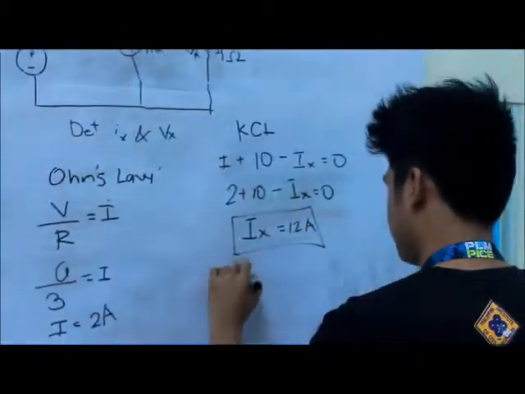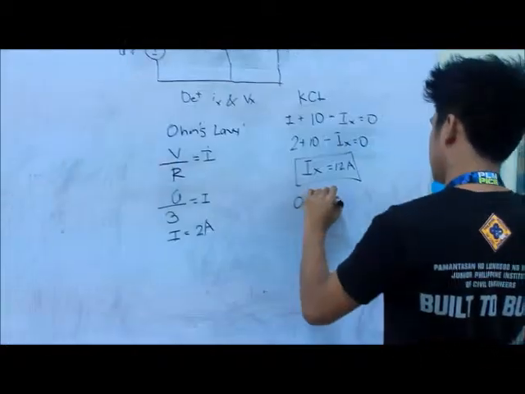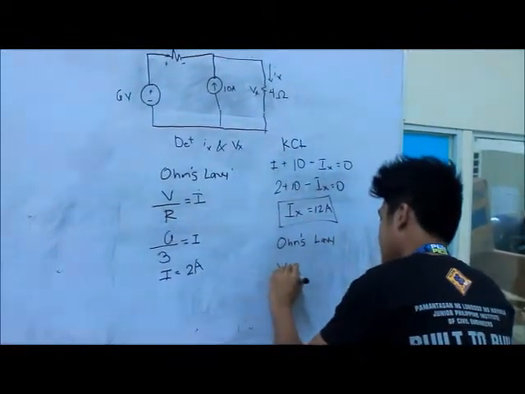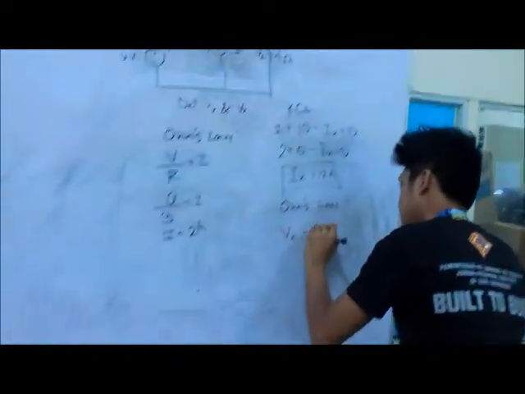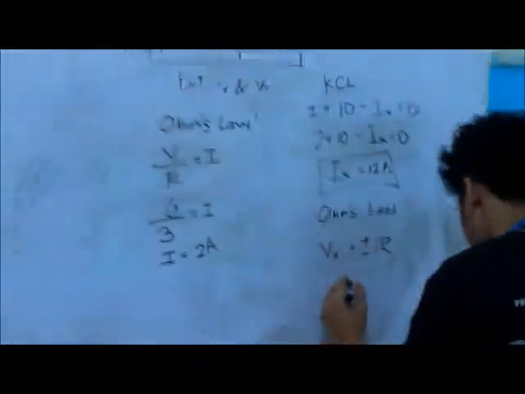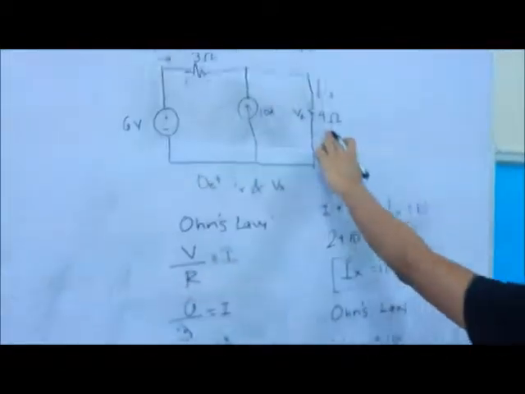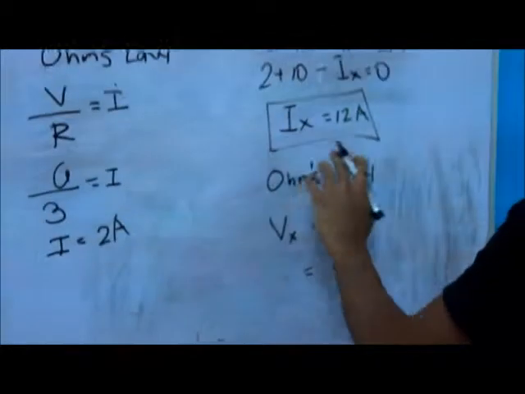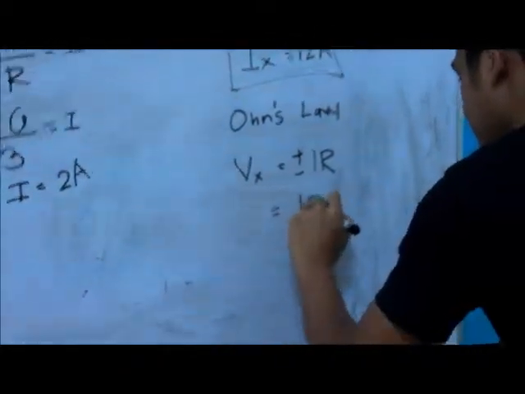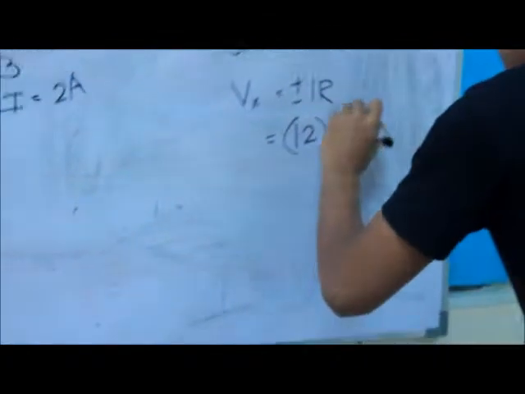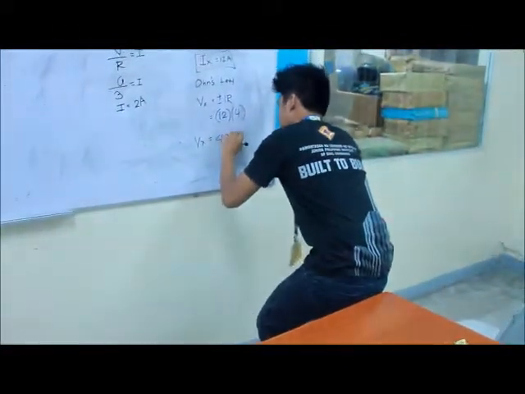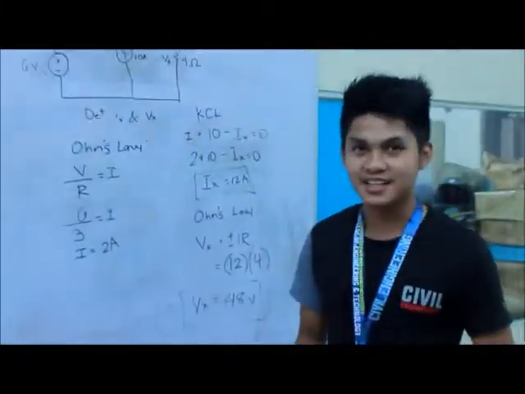Again by Ohm's law, Vx equals positive or negative... Then the resistor here is 4 and the current is 12. And that is Kirchhoff's current law.